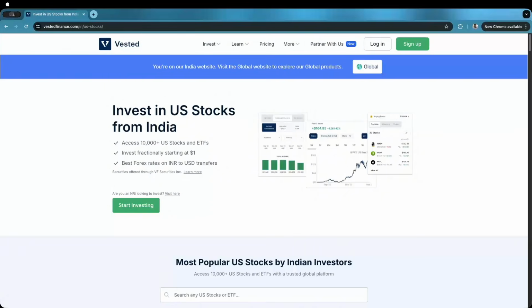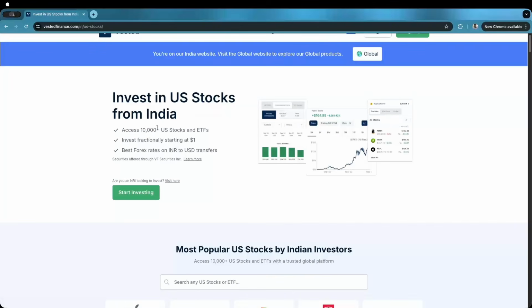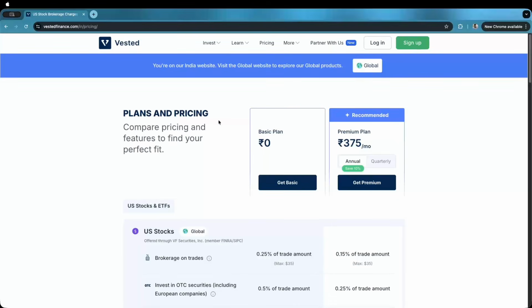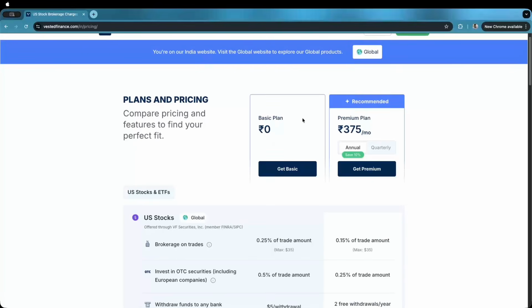The second broker which I want to talk about is Vested. Basically it has the same features which INDmoney has. It has more than 10,000 US stocks. You can invest fractionally starting with $1. In terms of pricing, what extra they talk about is they have a plan.